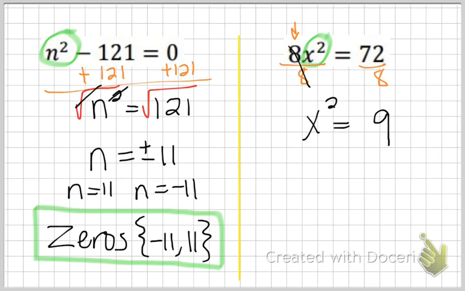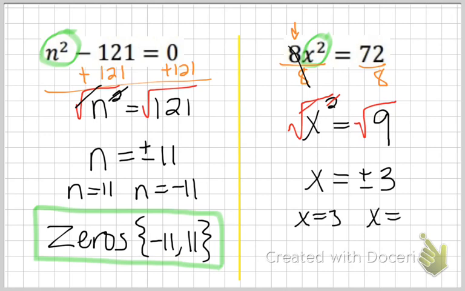72 divided by 8 is 9. We take the square root to get rid of the power of 2. Those are inverses, opposites of each other. So we get that x is the square root of 9, which if you type it into your calculator, is 3. But we don't know if it's a positive or a negative 3. So we have that x is 3, x is negative 3. So our solutions will be 3 and negative 3.